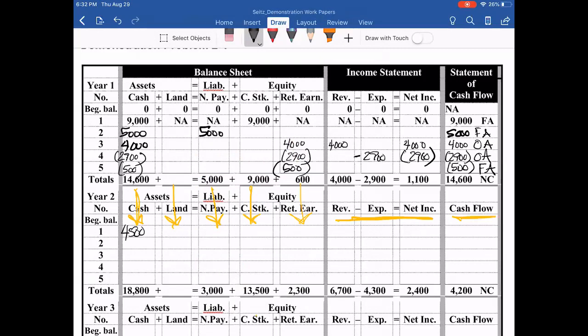And a lot of these are going to be the exact same that we've done before, so I'll probably go through these a little bit faster. So increase the cash, increase the common stock. That's also going to increase my cash flow, and that's a financing activity.